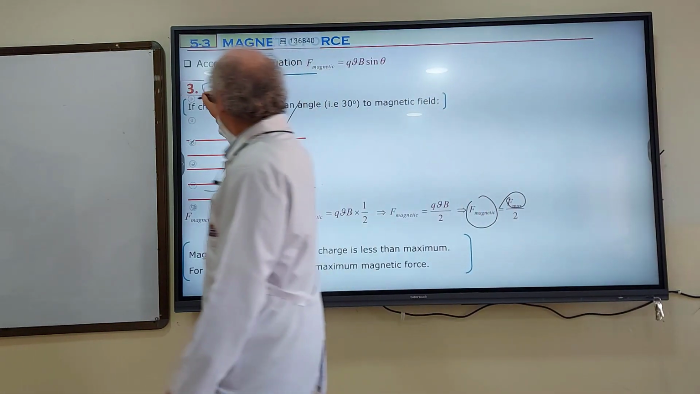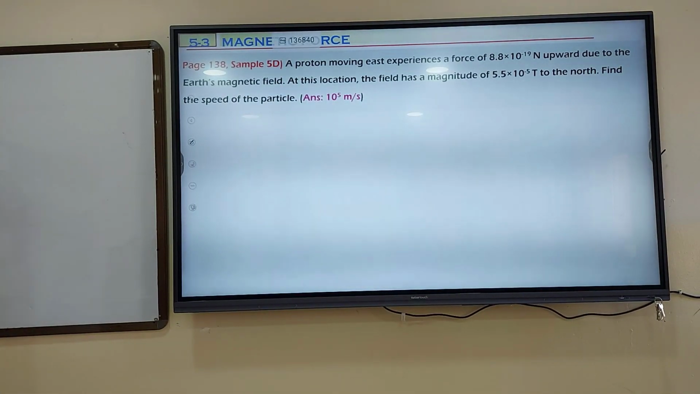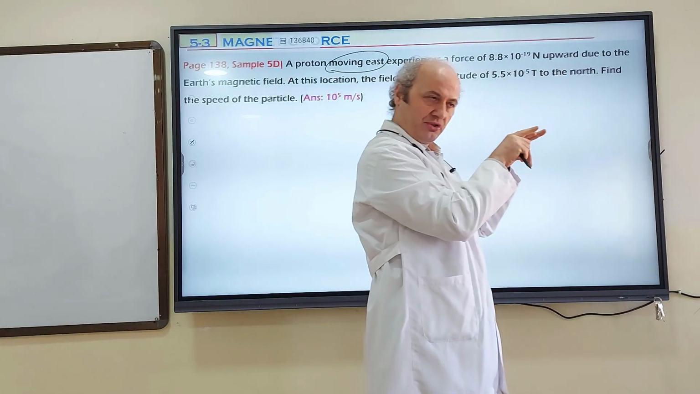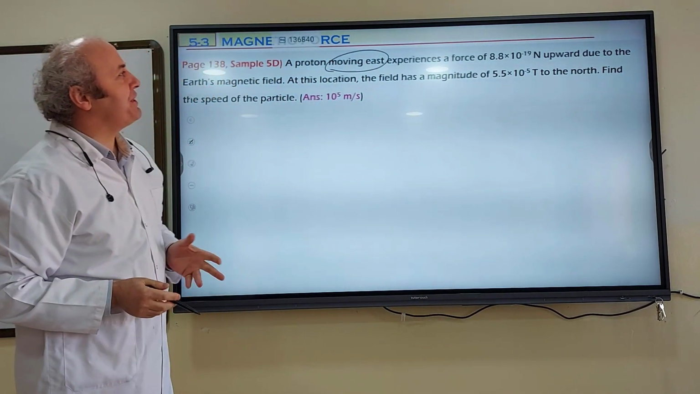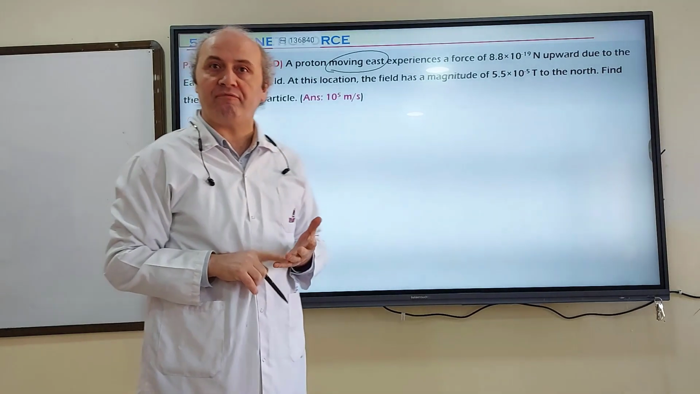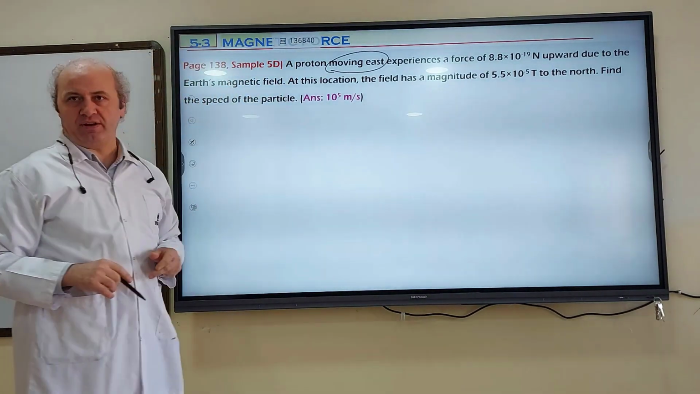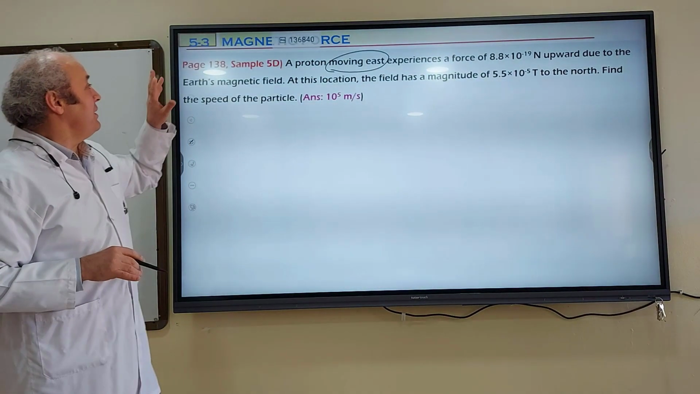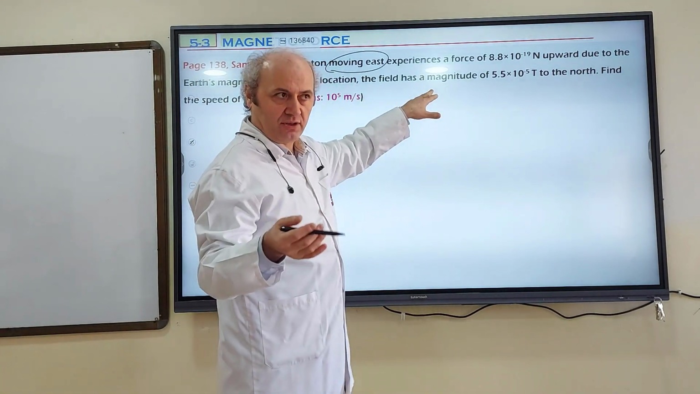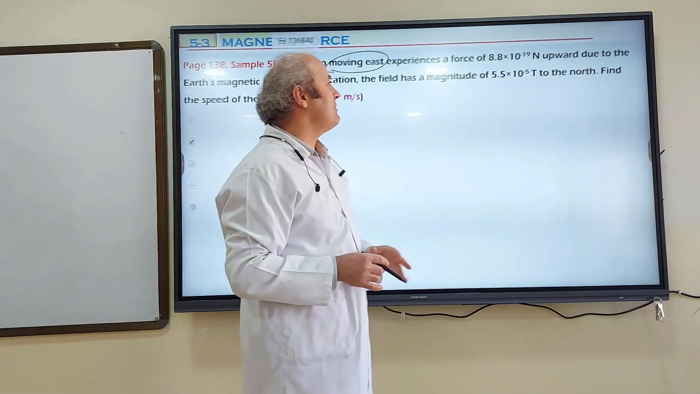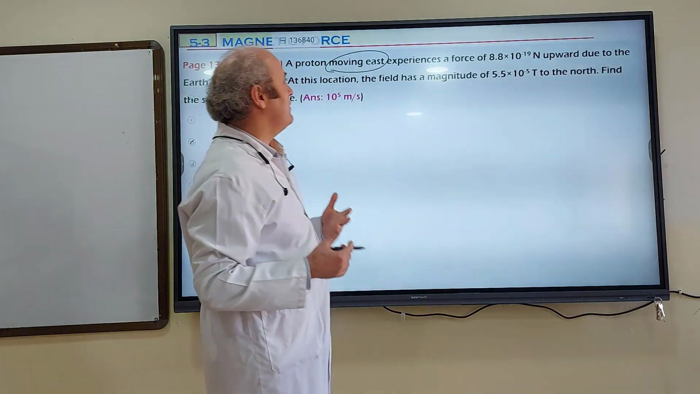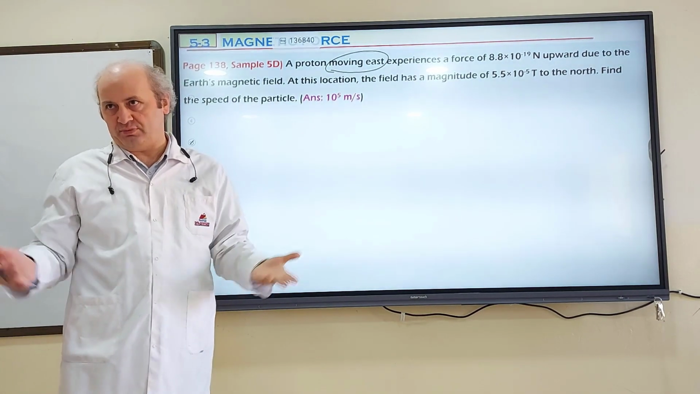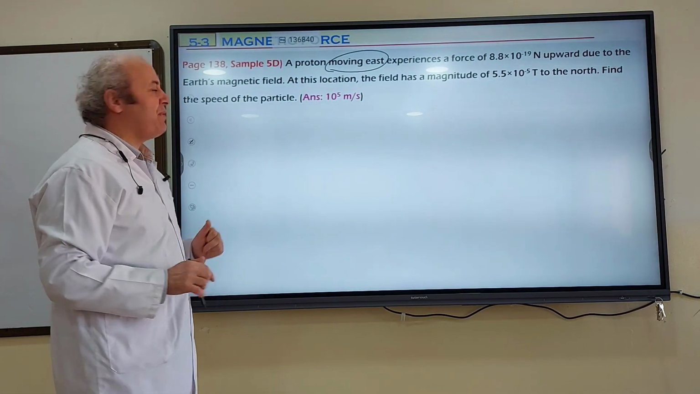Now we are going to solve one problem. A proton moving east. So, the motion of the proton is due east. It experiences a force of 8.8 times 10 to the power negative 19 Newton upwards due to the Earth's magnetic field. The proton is moving inside Earth's magnetic field. At this location, the magnetic field of the Earth has a magnitude of 5.5 times 10 to the power negative 5 Tesla, and the direction is to the north. And we know that the magnetic field of the Earth is from south to the north. We learned this before. Find the speed of the particle.